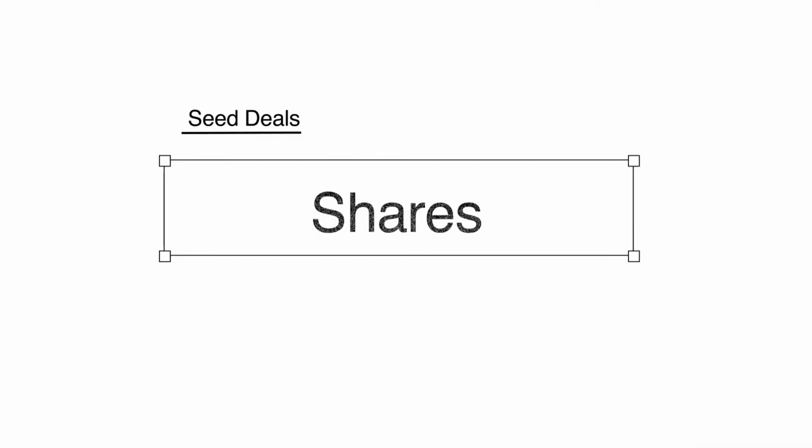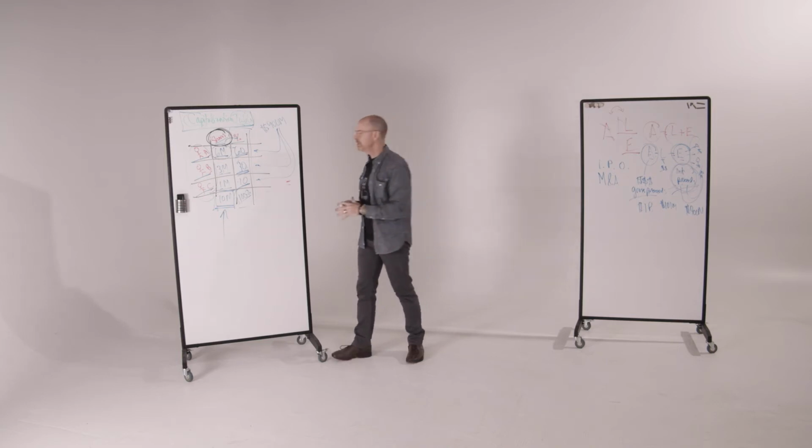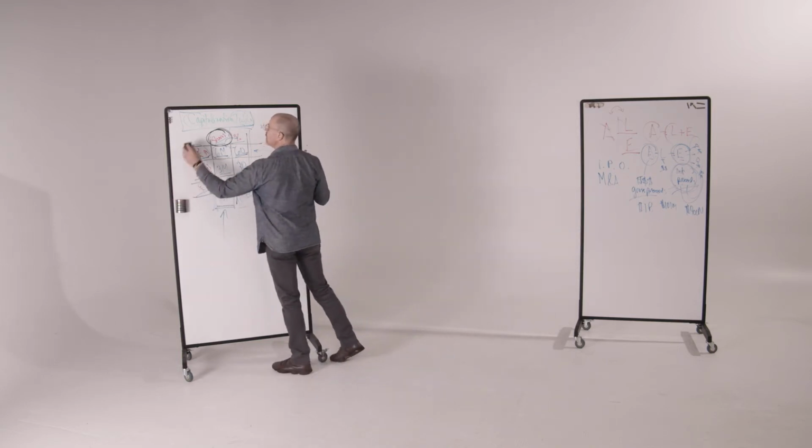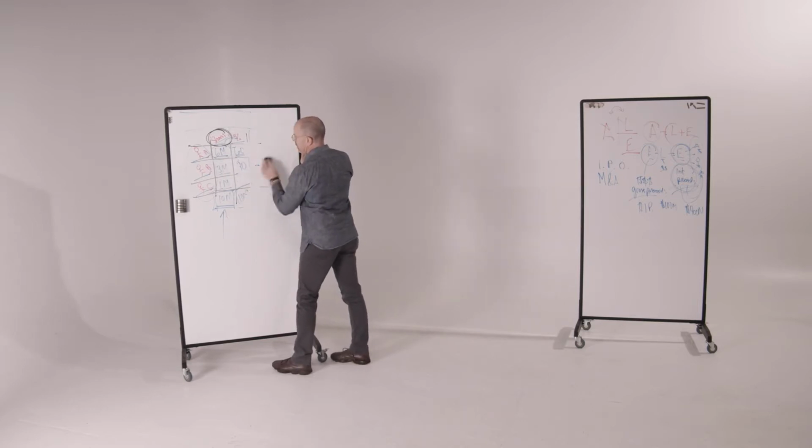So we understand the balance sheet, we understand the cap table. What comes next? Well, what I want to do now is tear apart this notion of shares. And that's going to be the next piece of this episode. So let's do that. So we're going to drop our cap table for a moment.